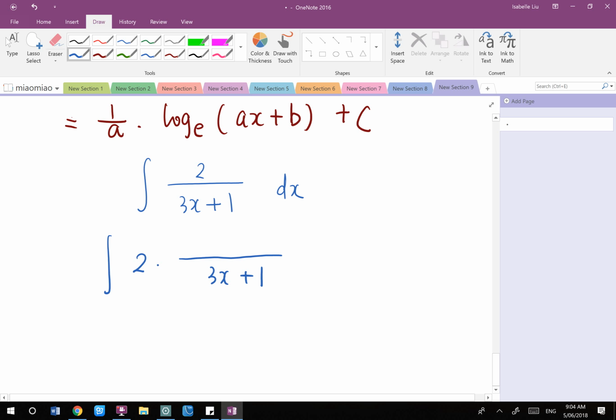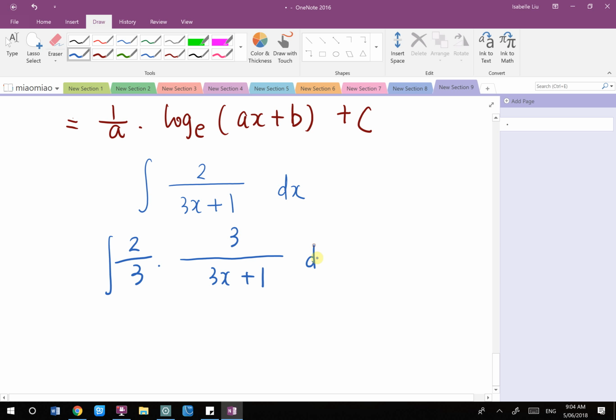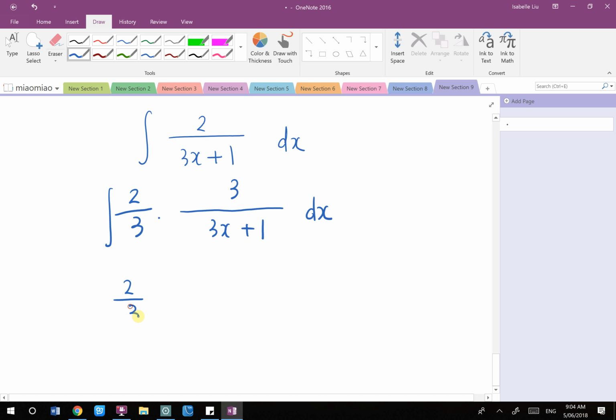I want a log. I know the bottom is gx, then the g dash x is a 3. So I will put a 3 on top. But I can't just put a 3 on top. I will also divide by 3 to make it balance, to make it still the same thing. You see the 3 and 3 will get cancelled, and the 2 over 3x plus 1 is the original function. It's exactly the same. But this will give you 2 over 3, that's a coefficient, log e of 3x plus 1, and plus c. That's how we do log.